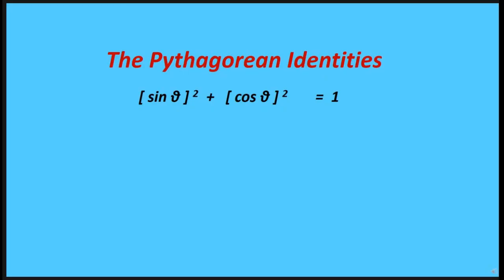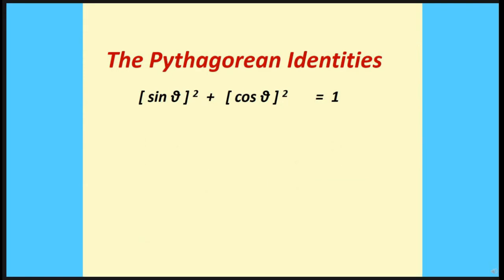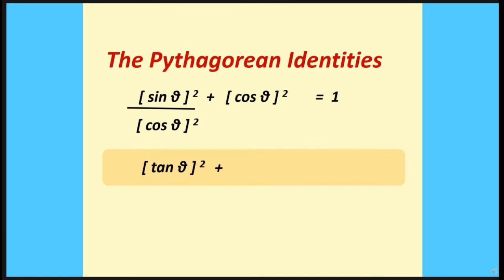For our third and final identity, we can derive it by dividing the first identity, this time by the cosine of theta squared. We have the sine of theta squared divided by the square of the cosine of theta equal to the tangent of theta squared, the cosine of theta squared divided by itself equal to 1, and 1 over the cosine of theta squared, which is equal to the secant of theta squared.